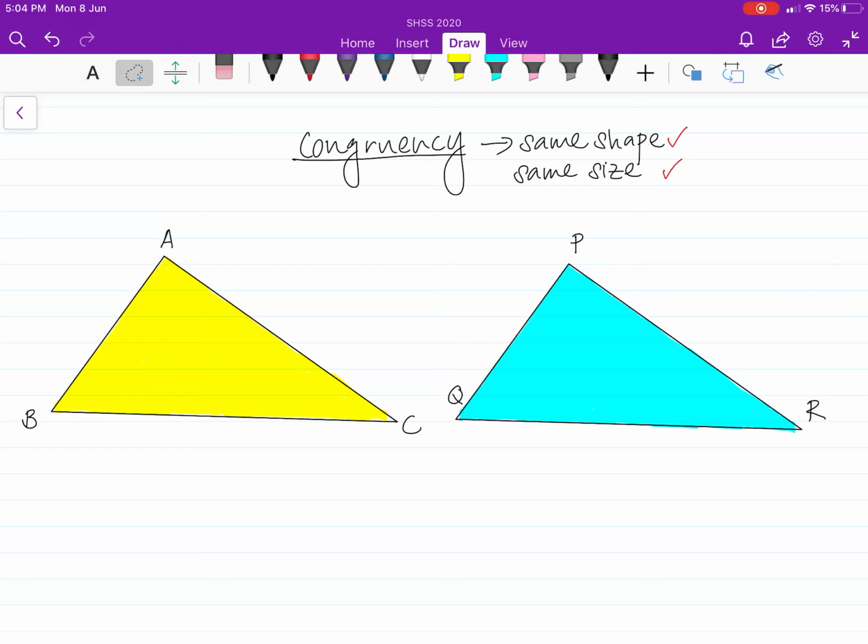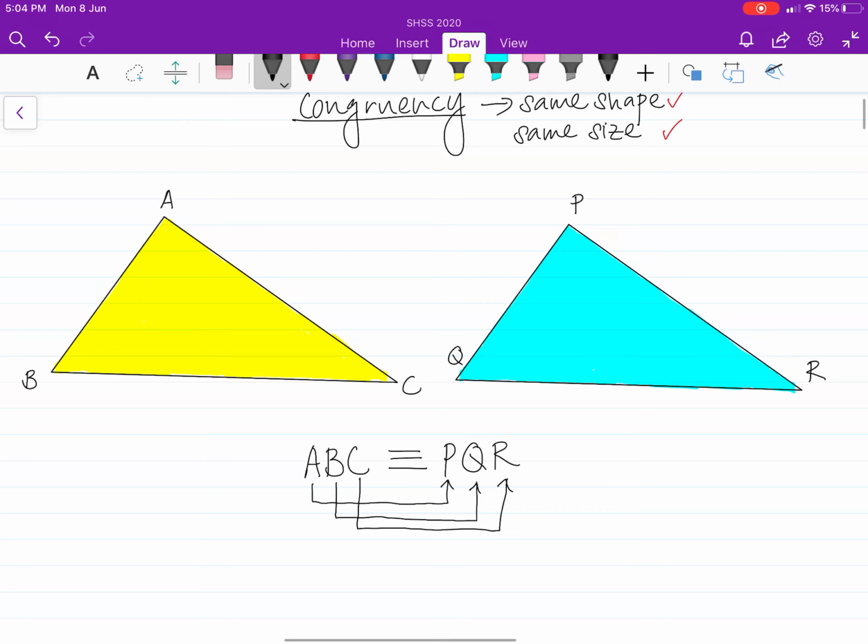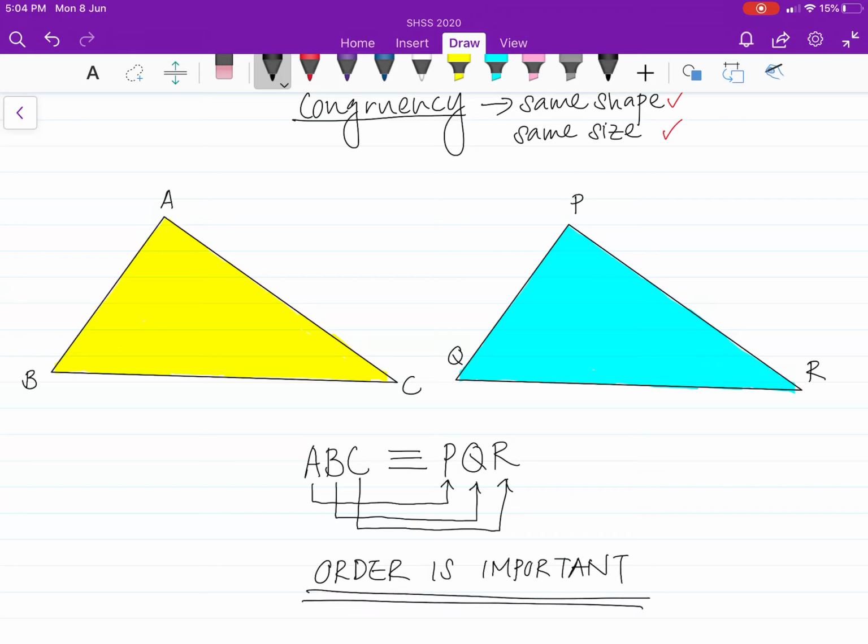Now there is a symbol to represent congruency. It's basically three lines. So we say ABC is congruent to PQR. So A is the same point as P, B is the same point as Q, and C is the same point as R. Yes, the order is important. Where you put your letters is important.